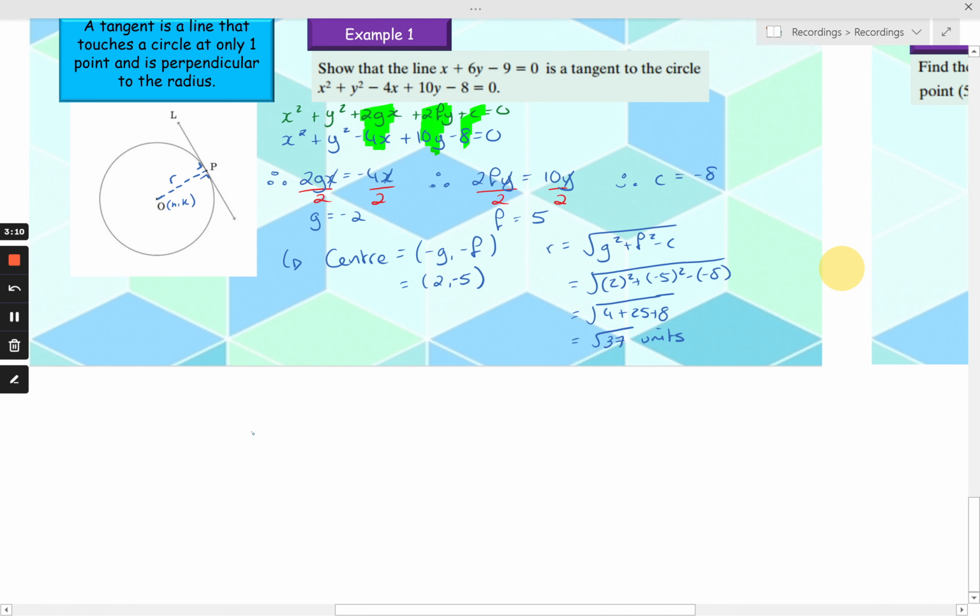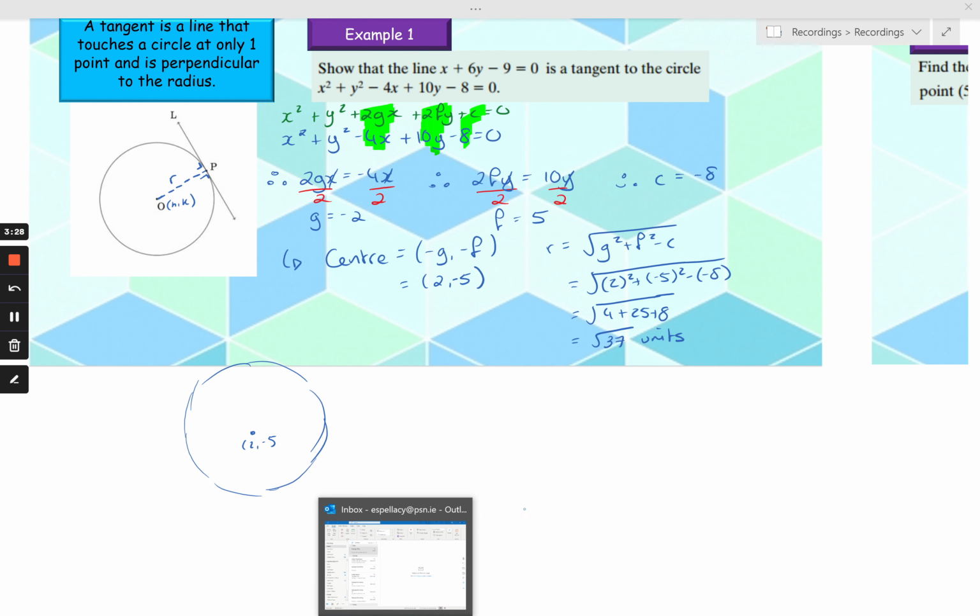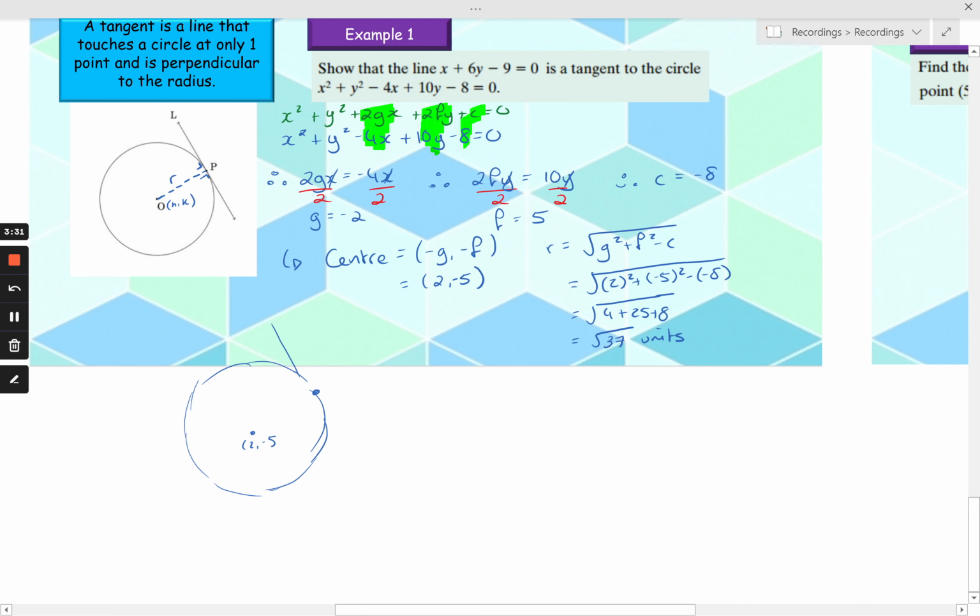Okay, so now I can start drawing a diagram to help me figure this out. So if I drew a circle with the centre (2, minus 5), I know then that the line x plus 6y minus 9 equals 0 would have to be hitting a point if it's going to be a tangent. Okay, and that would mean the perpendicular distance between the centre and that point would have to be equal to the radius. So I'm going to use my perpendicular distance formula using the centre and the line and see if we get the radius. Okay, and if we get the radius, then I know it's a tangent.